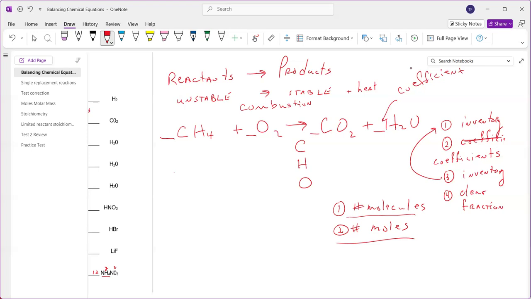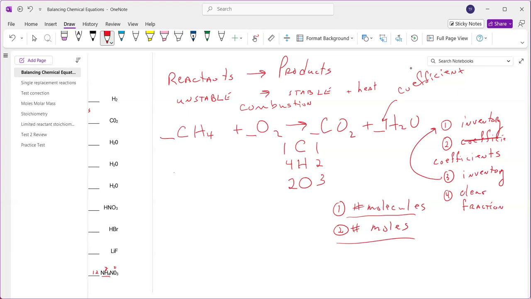So we have how many carbons on the left? How many on the right? Okay, so far the inventory says it's balanced. How many hydrogens on the left? On the right. So we have a problem. What about oxygen? 2 and 3. So we started off really well, but things didn't go so well.